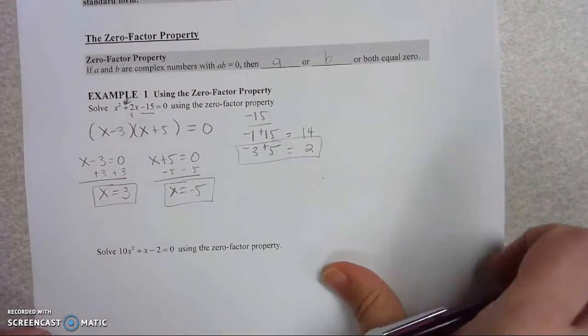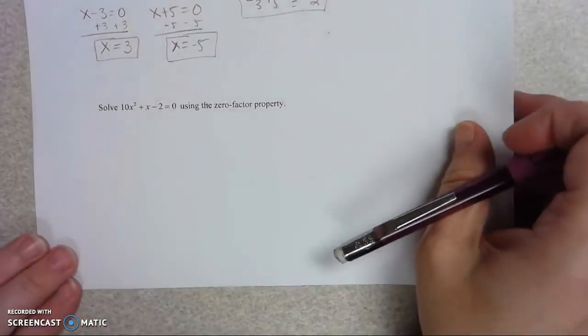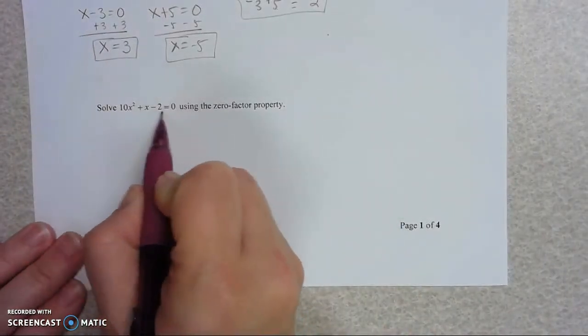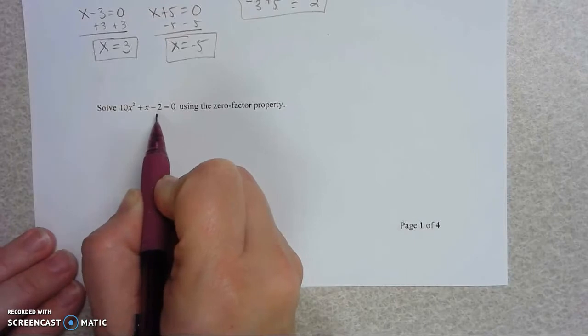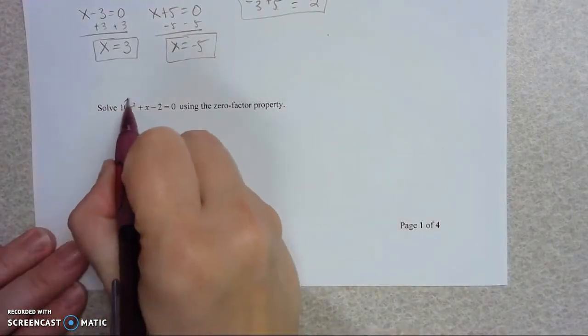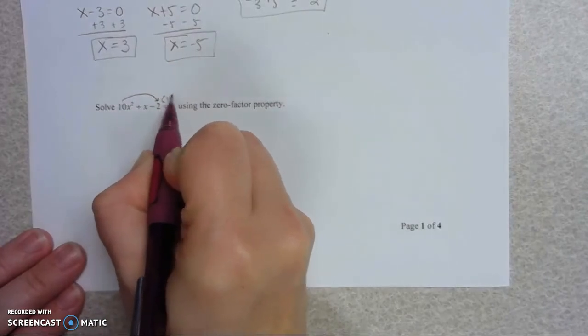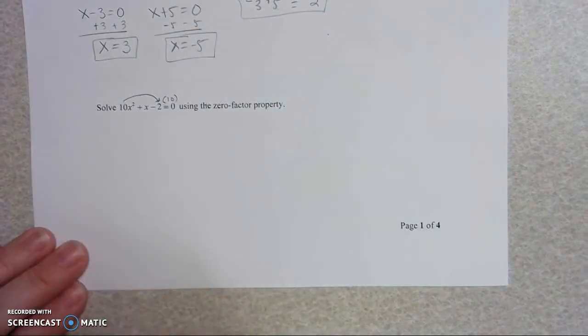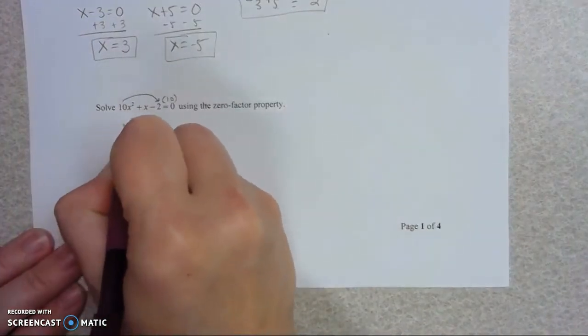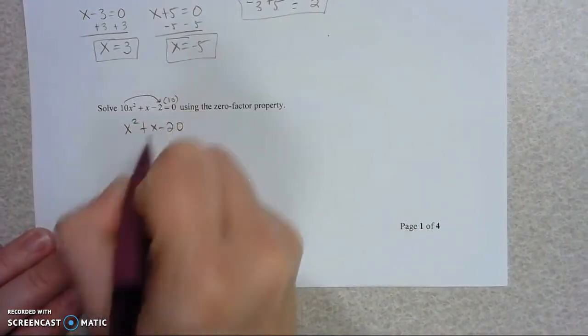Alright, let's try the zero property on the next problem. It's asking me to factor. I don't see any GCF on the left. It's set equal to 0, so I'm in the correct form. I'm going to slide my 10 down with my 2 because it's not just x squared now, it's an ax squared form. This gives me x squared plus x minus 20.